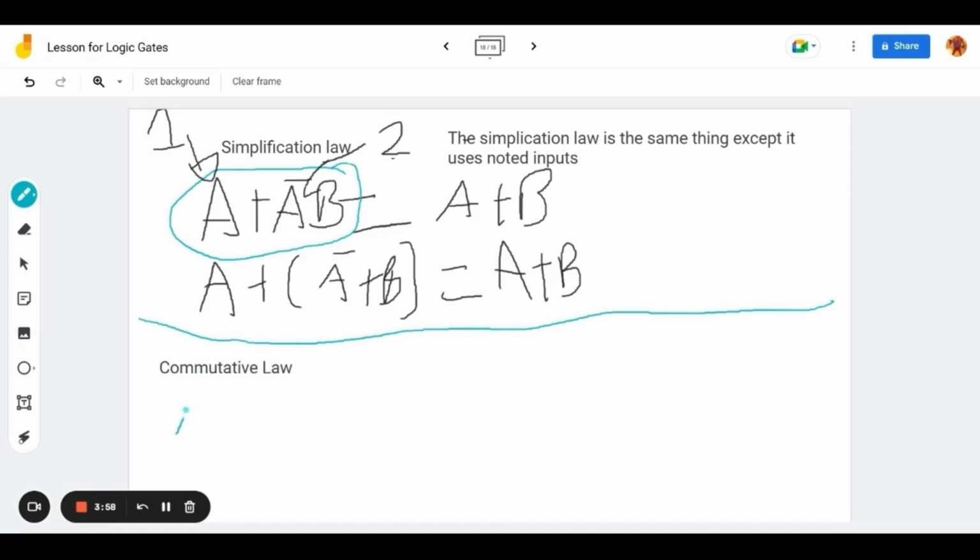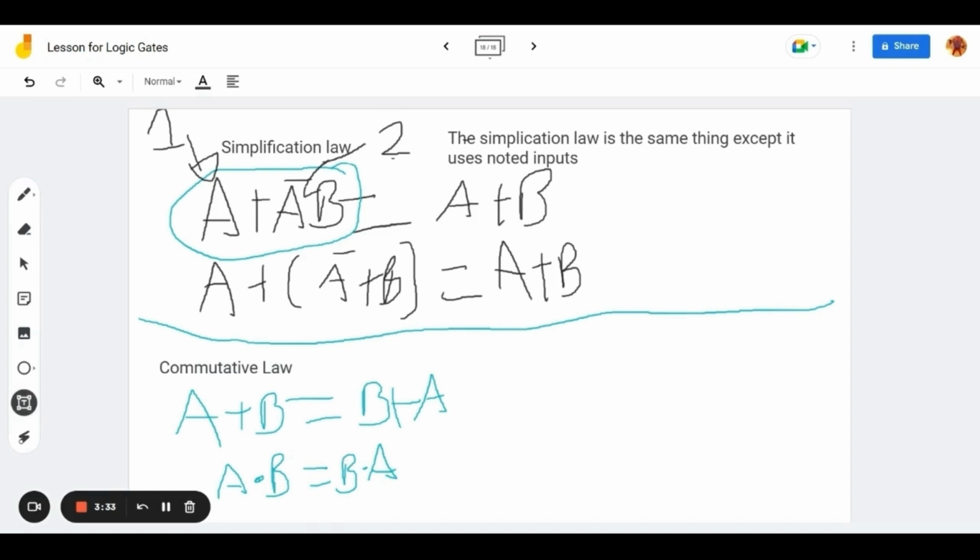Same law applies in Boolean algebra. A plus B still equals B plus A, regardless of the positions of the inputs. Same thing applies for multiplication. A times B equals B times A. So it doesn't matter which position the inputs are in.